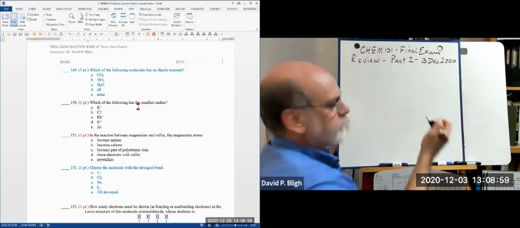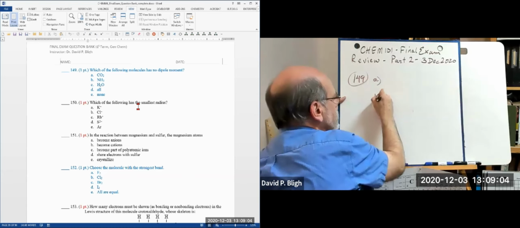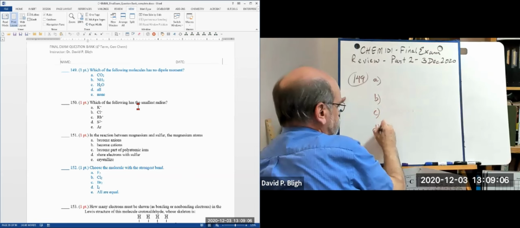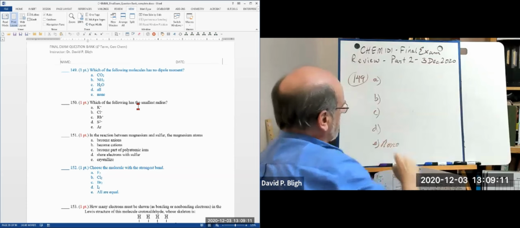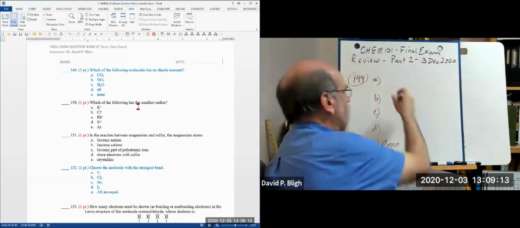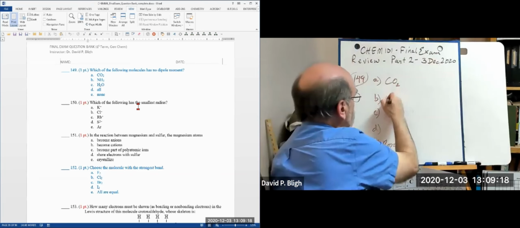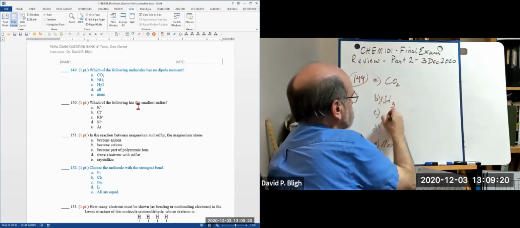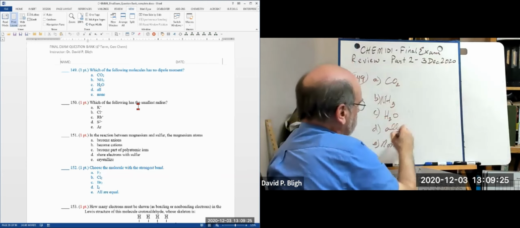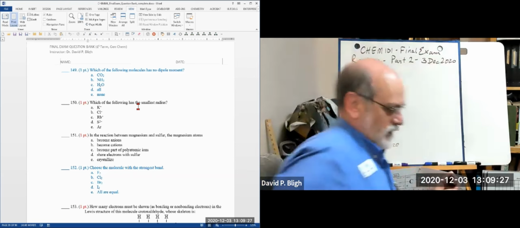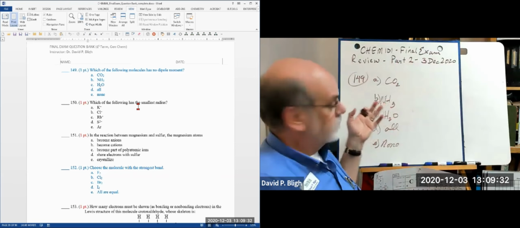All right, so 149 gives us these choices. E says none. Okay, so A is carbon dioxide. B is ammonia, and C is water, and D is all. So let's see which ones have a dipole moment, if any.